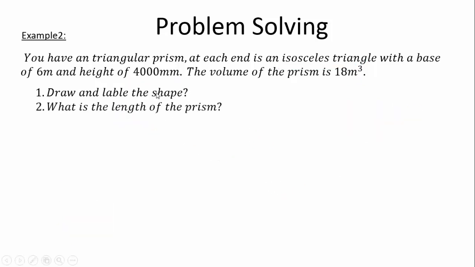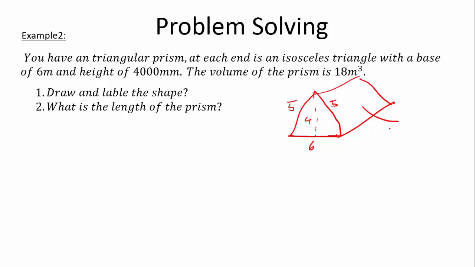Right, so we now got to calculate the length of the prism, right? Let's quickly draw this again. We have our isosceles triangle with 5 over here, 5 over here. Remember, it's a height of 4. We have a length of a base of 6, and we have a volume of 18 meters cubed. These are all in meters, remember. How do we calculate the length? What equations do we have that have the length in it already?